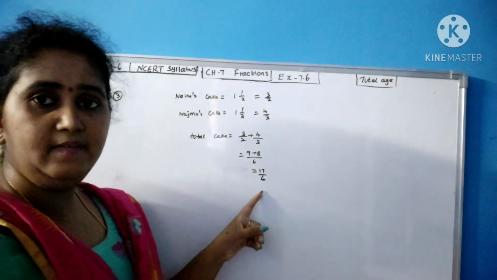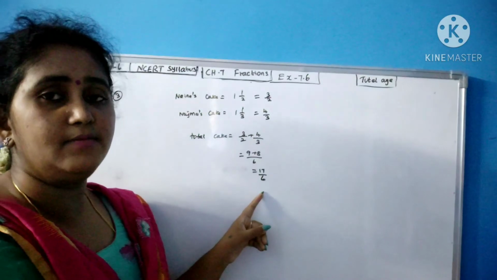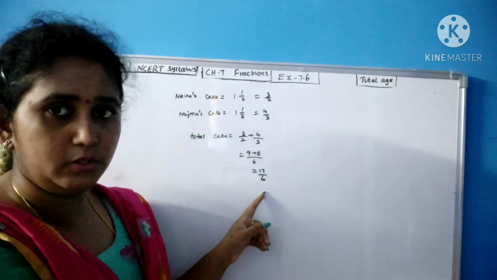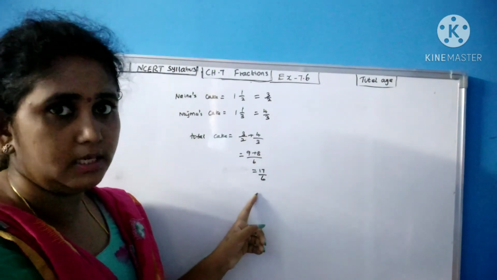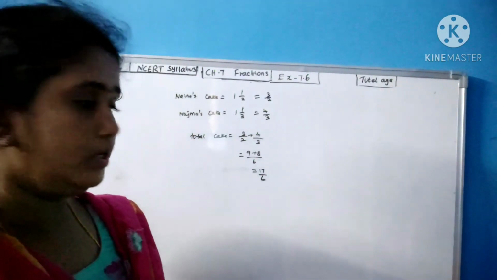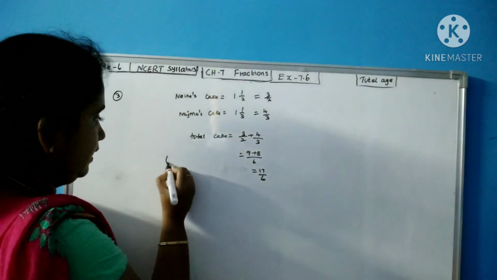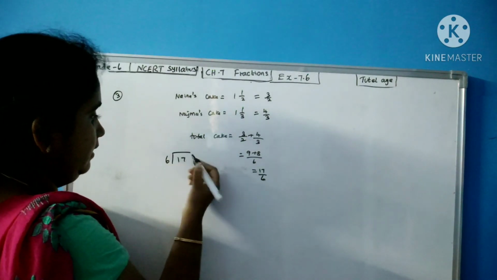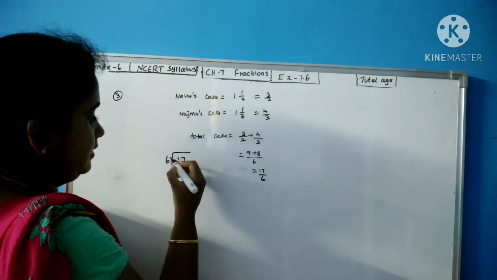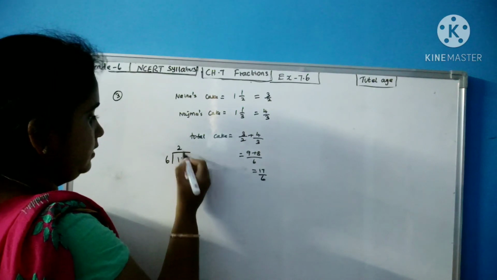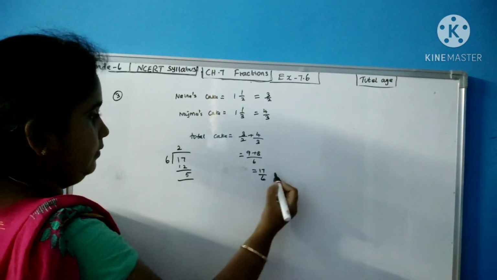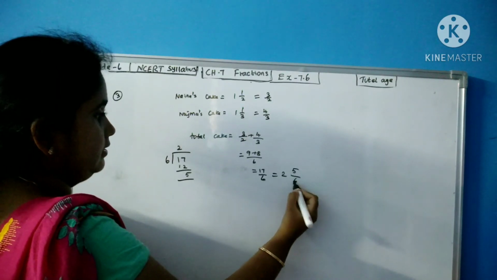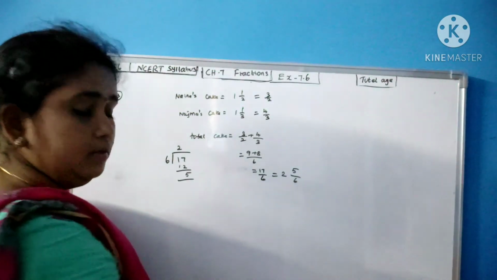If you want, you can leave the improper fraction as such. Unless they mention in the question to convert into a mixed fraction, you can leave the answer as it is. I am leaving it as such. If you want, I will convert it and show. 6 into 17: 2 6s are 12, remainder 17 minus 12 is 5. So how will you write? 2 5 by 6 piece of cake. Okay, so this is the answer.